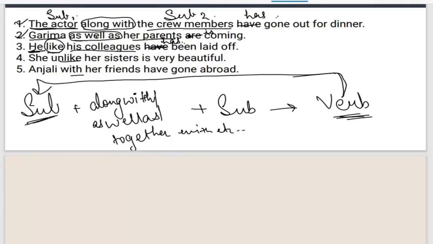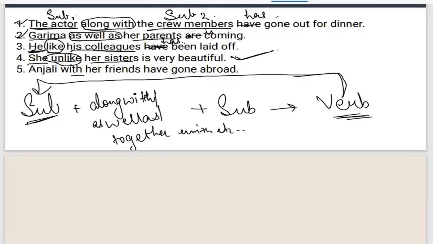Now have a look at sentence number 4 and tell me what the error is. There is no error in sentence number 4. Because here the first subject is she, the conjunction is unlike, and her sisters is the second subject. The verb agrees with the first subject she, which is singular, so we use a singular verb here. Very good.